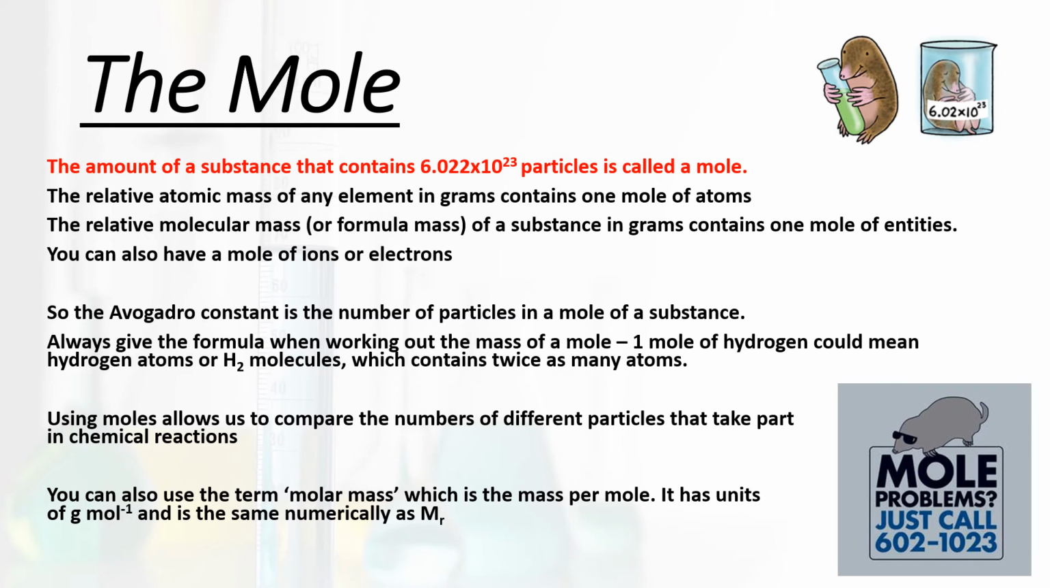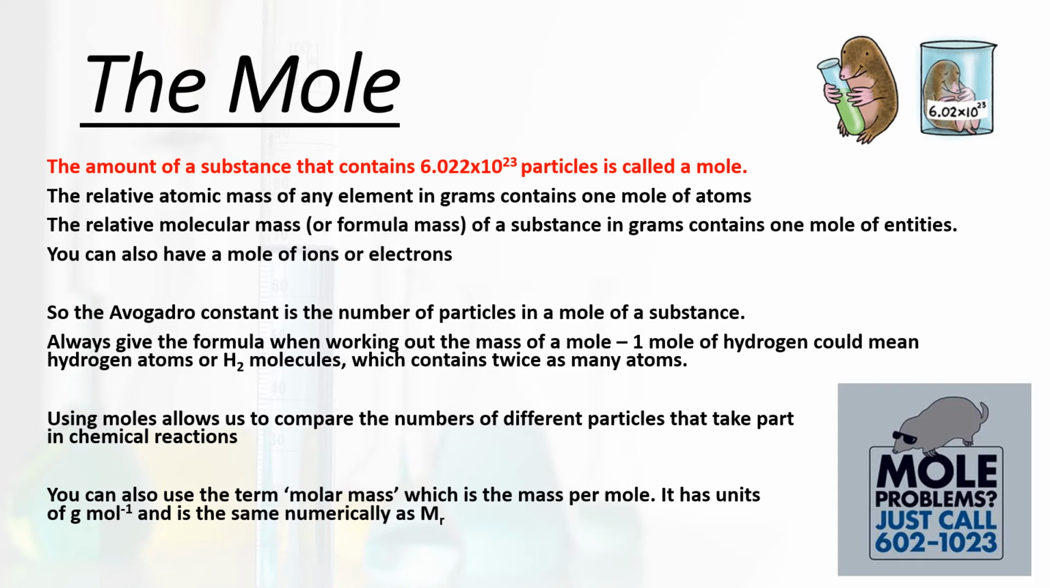We can also say that 1 gram of hydrogen, 4 grams of helium, 23 grams of sodium contains that Avogadro's number of particles and hence is a mole. So the relative atomic mass of any element in grams contains 1 mole of atoms, and the relative molecular mass or formula mass of a substance in grams contains 1 mole of entities. And there's that word again, entities. It could be molecules, it could be ions, it could be electrons. Just make sure you know what the entity actually means in that case.